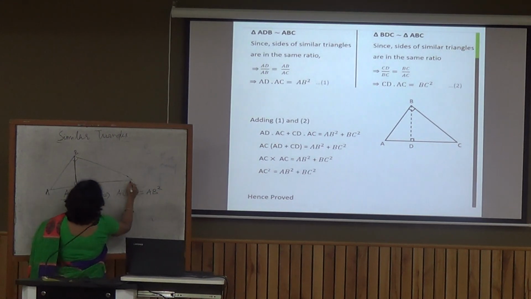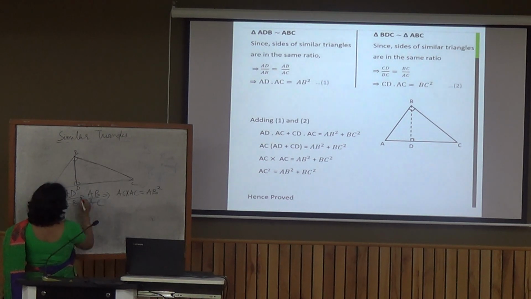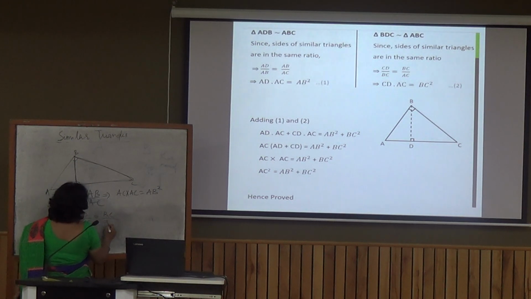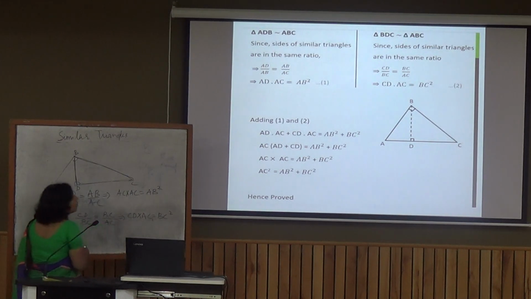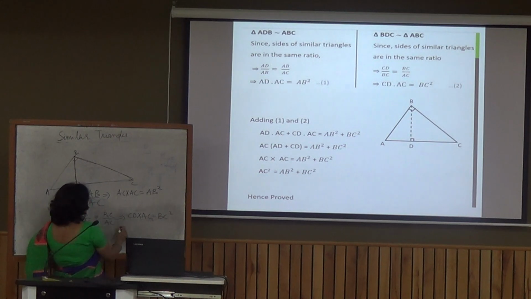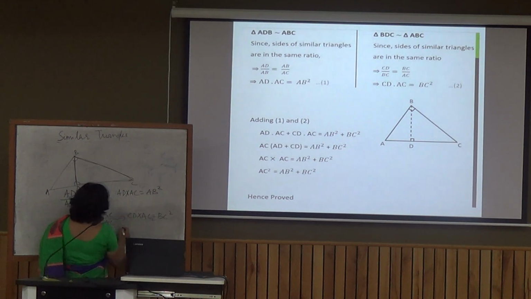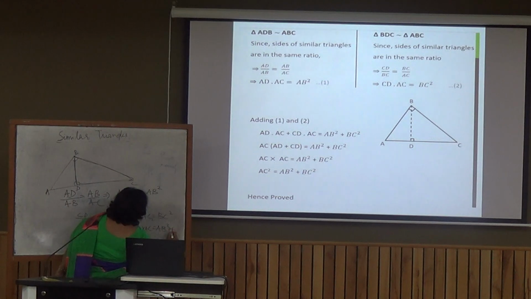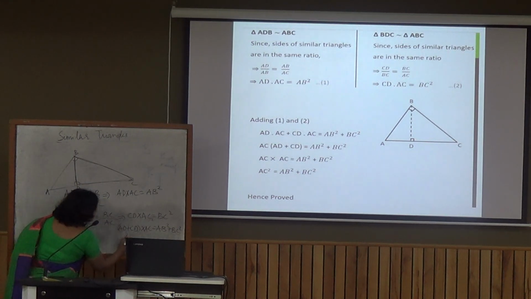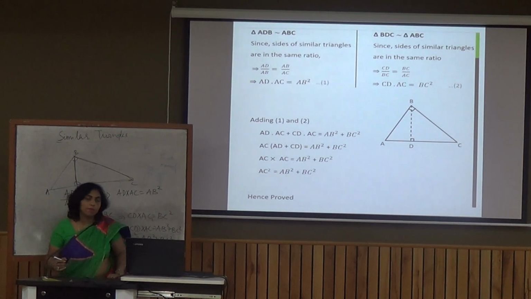Similarly, we take triangle BDC and the bigger triangle. As they are similar, we say CD upon BC, and then hypotenuse to hypotenuse, which says CD into AC is equal to BC square. When we add both the equations, we get AD plus CD into AC as AB square plus BC square, and we can see AD plus CD is AC, so AC square is equal to AB square plus BC square, which proves our Pythagoras theorem.